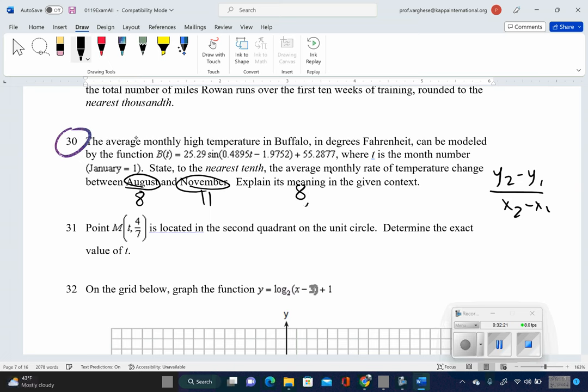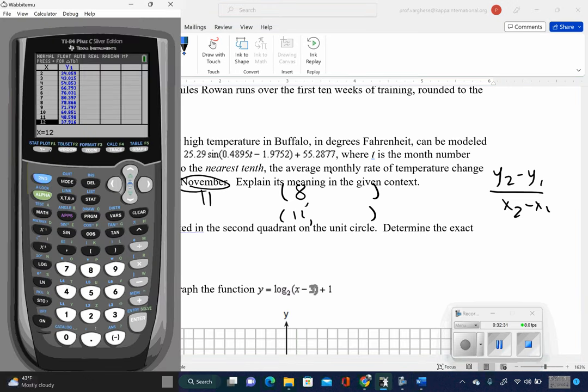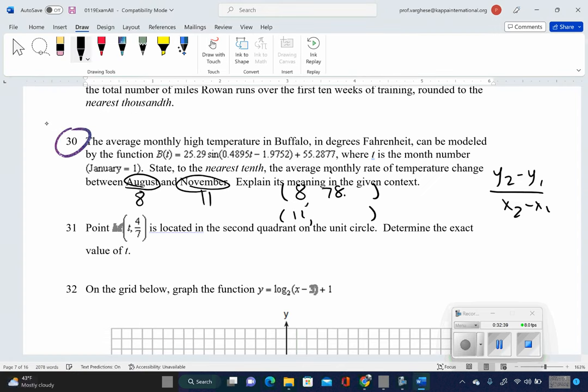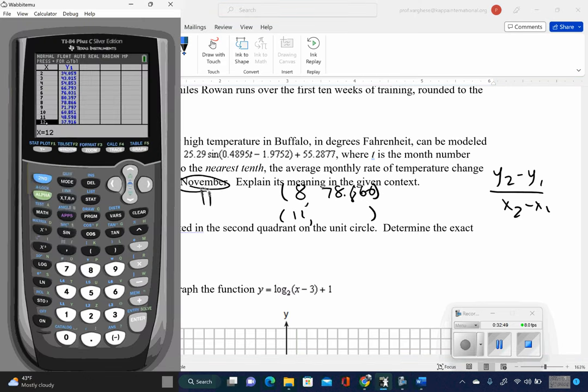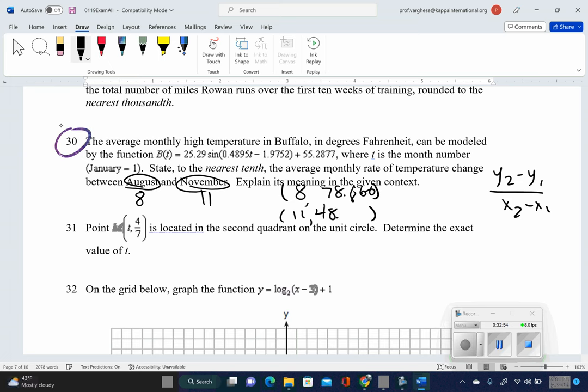So let's just put this into something that I know. I'm looking to see what my Y's are. To do that, I go to my calculator, second table. I look across from 8, 78.866. And then I'm going to go across from 11, 48.598, and I'm going to plug it into my formula.